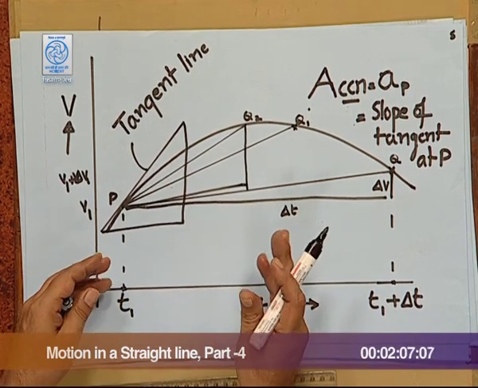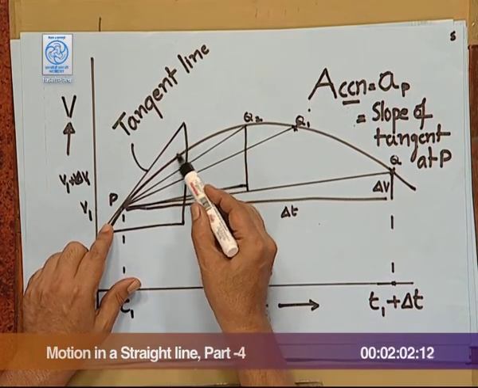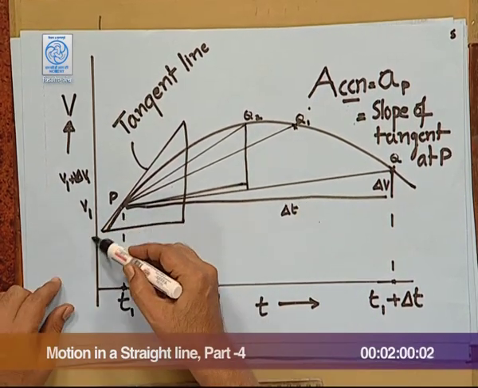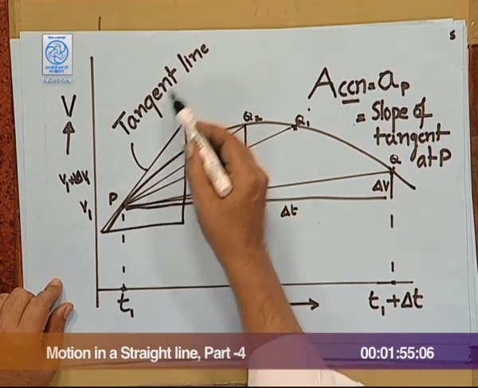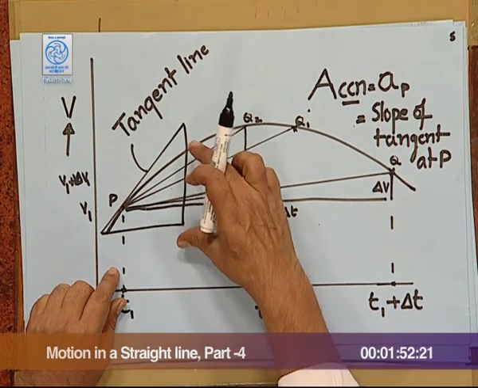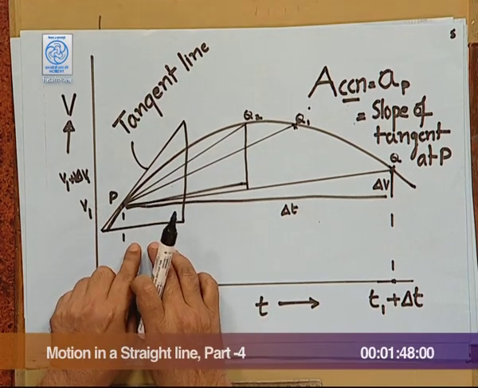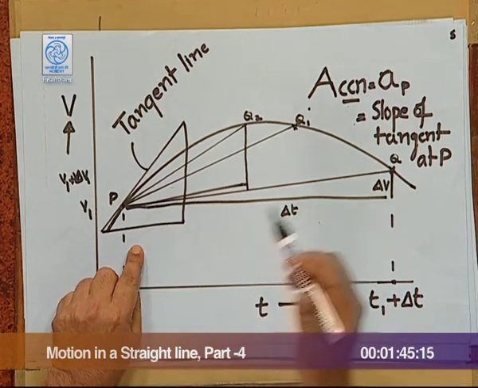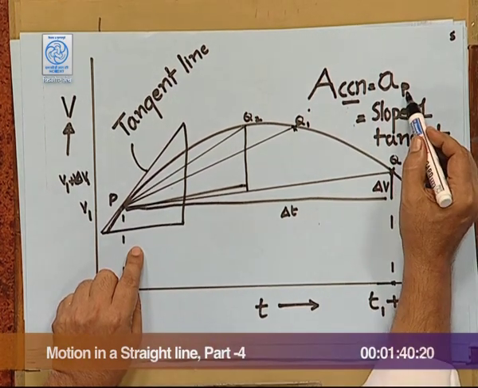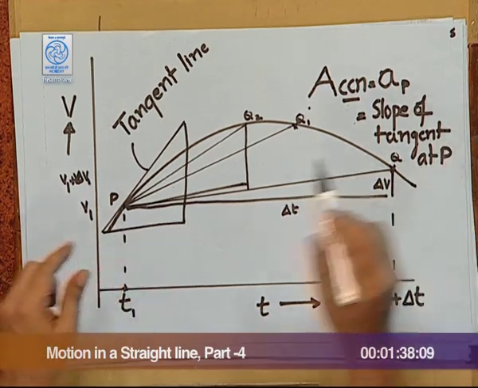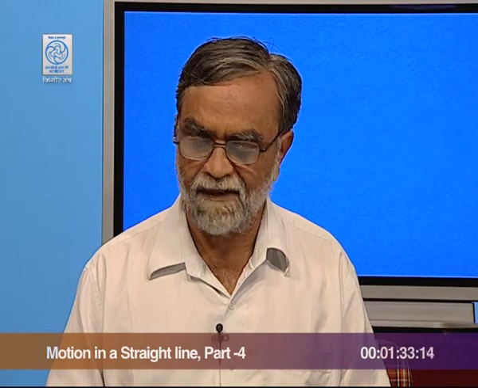It means the point Q, if it comes very close to this point P, then you get a tangent to this curve at point P, then you have the tangent line. The slope of the tangent line, that is the height to the base formed by the tangent line, is called the instantaneous acceleration at point P. So, instantaneous acceleration at point P is the slope of the tangent line at P. That is how the instantaneous acceleration is defined.